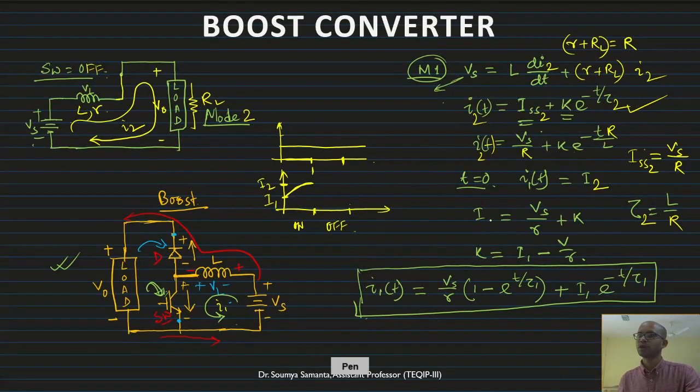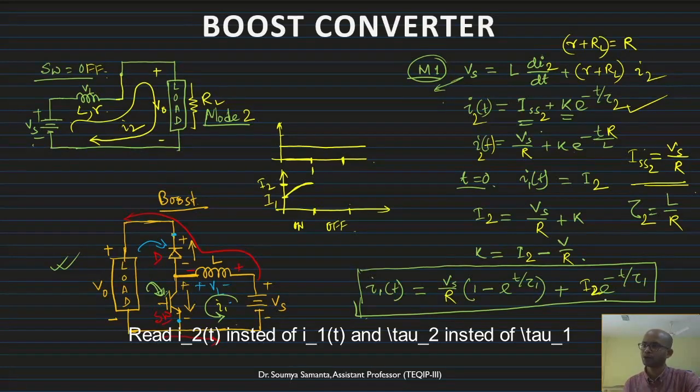So let us find out I2. What is I2? I2 is this plus this, and this is R. So this will be R. So what is the final value? This is the steady state value where it will settle down. Now this will be the change. This will be R, this will not be I1, this will be I2.